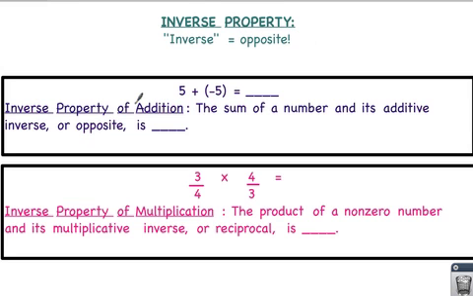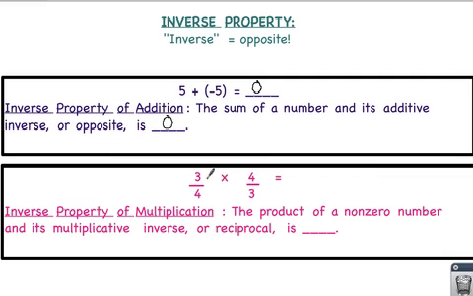Now inverse means opposite. So for the inverse property of addition, we have 5, and we're adding to it its opposite, negative 5. 5 plus negative 5 gives us an answer of 0. So the inverse property of addition states that the sum of a number and its additive inverse, or opposite, is 0.